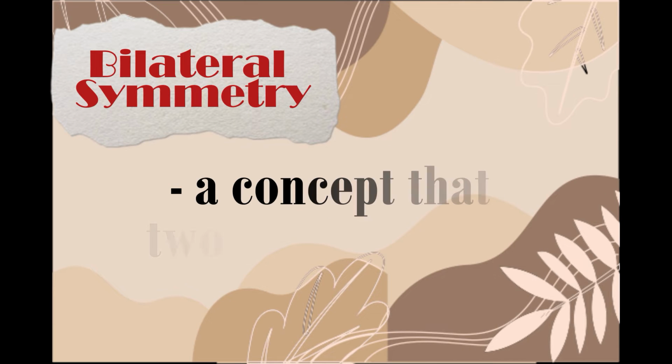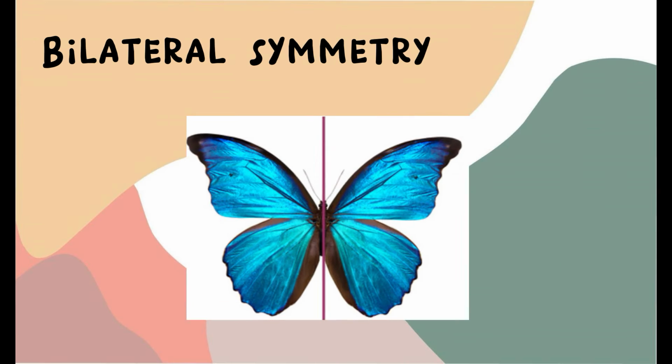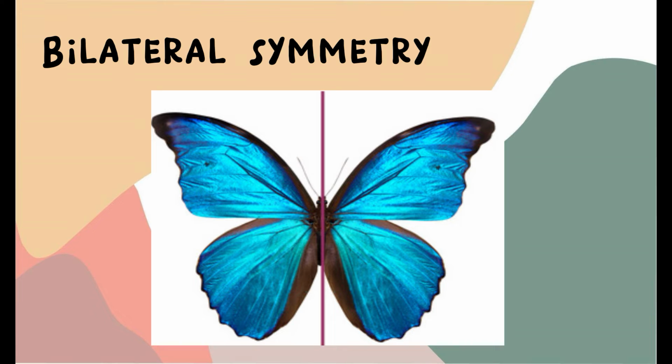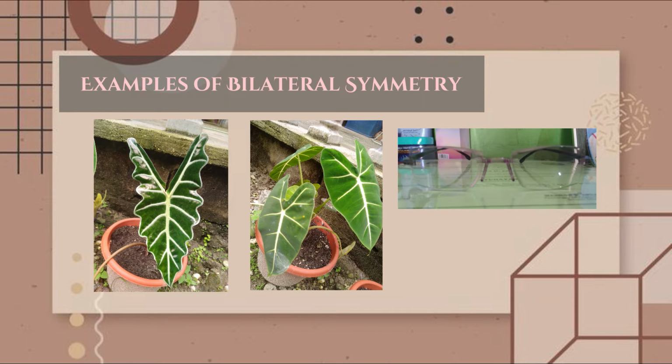Bilateral symmetry. A bilateral symmetry is a concept that 2 opposite sides have identical features. As you can see in this illustration, the butterfly is cut into 2 parts, where this part is the same as the opposite part. These are the examples of bilateral symmetry that you have seen mostly in your home.